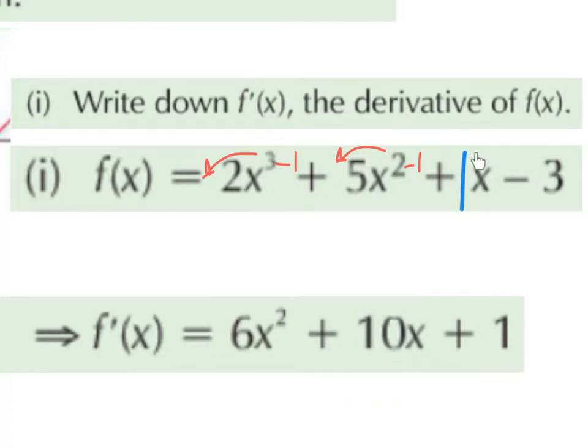Next we want to differentiate 1x. So since we don't have any power, we can just cross off the x. So we just bring down the 1. And to differentiate minus 3 with respect to x, well, minus 3 doesn't have an x, so we just cancel it out. So the derivative of f of x, which is 2x cubed plus 5x squared plus x minus 3, is f prime x, which is 6x squared plus 10x plus 1.